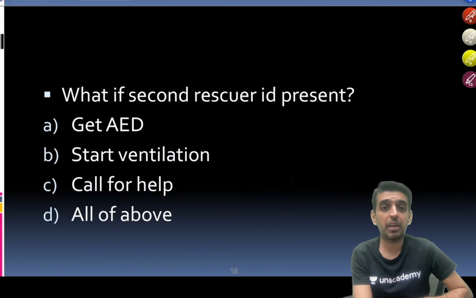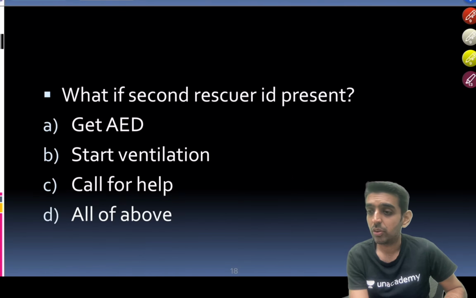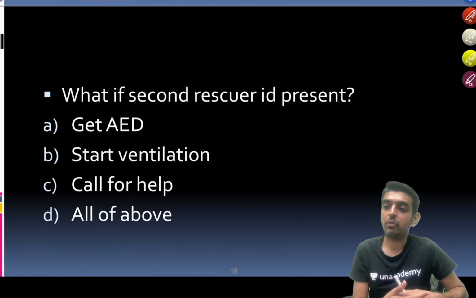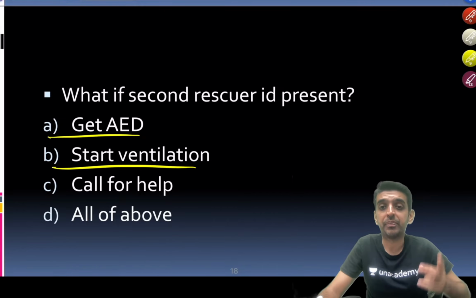Option A is what Kartika says, he'll get the AED. PK, Nissi, Pistachio say option D. PK, Nissi say option B, that is start ventilation, right? Varun says it is option B, right? Most of you are confused between option A and B, right?